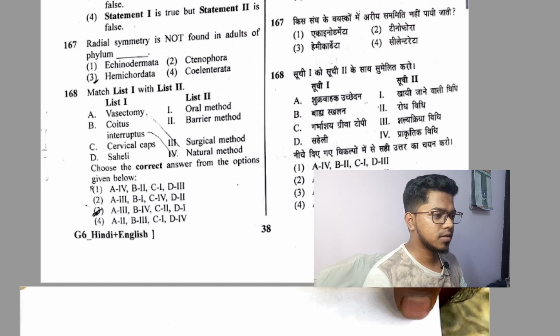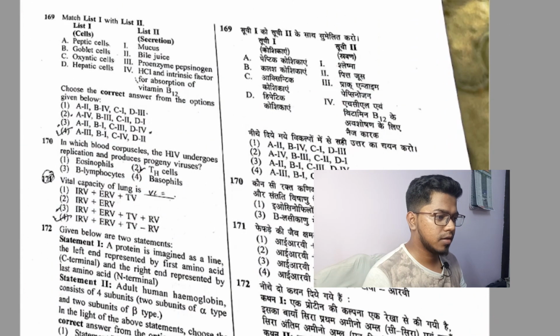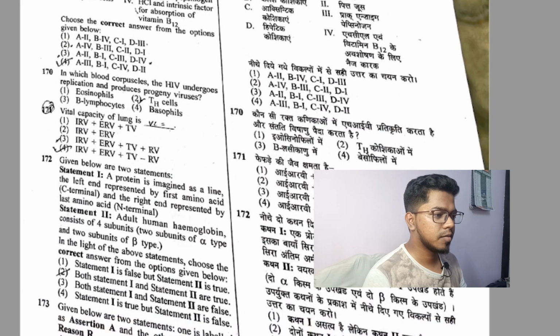Sectomy. Yeah, correct. In which blood corpuscle does the HIV undergo replication and produce progeny viruses? Progeny viruses. Yeah, TH cells. All these are from NCERT.